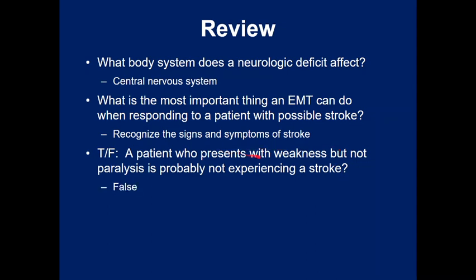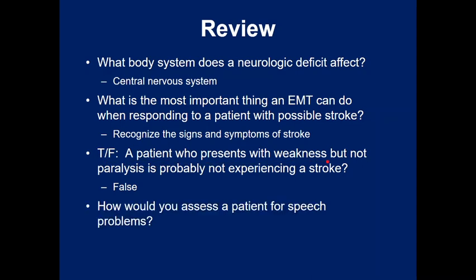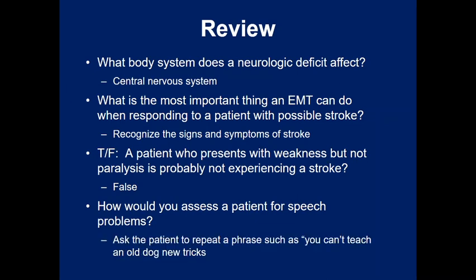So patients who are having a stroke may not be truly paralyzed just yet. It just depends on what part of the brain is affected, how bad the tissue death is. So frequently, people will present with weakness that progresses to paralysis. So this is saying if they only have weakness, it's probably not a stroke. That's not true, all right? So if someone is paralyzed, it's more likely they have a stroke, but people can also just be weak. How would you assess a patient for speech problems? Have them say, teach an old dog new tricks.